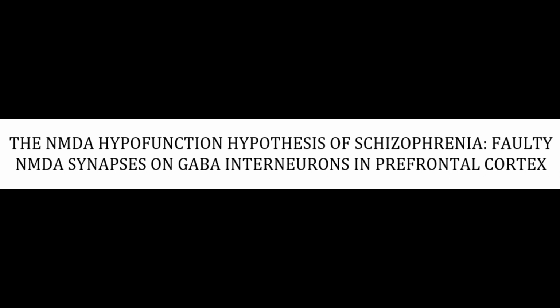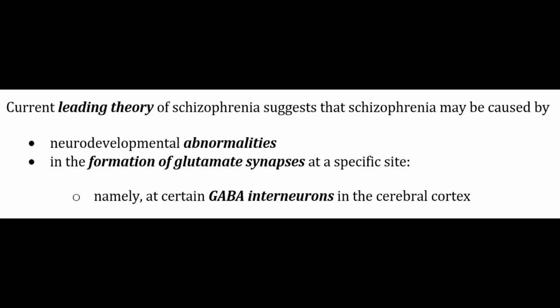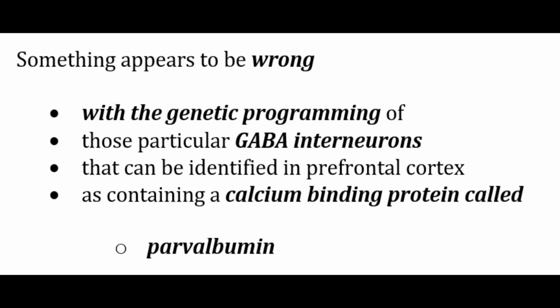Now let's discuss the NMDA hyperfunction hypothesis in some detail. As just mentioned, this theory suggests that schizophrenia may be caused by neurodevelopmental abnormalities in the formation of glutamate synapses at a very specific site, namely at certain GABA interneurons in the cerebral cortex. Something appears to be wrong with the genetic programming of those particular GABA neurons that can be identified in prefrontal cortex as containing a calcium binding protein called parvalbumin.